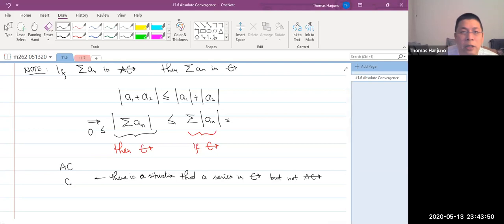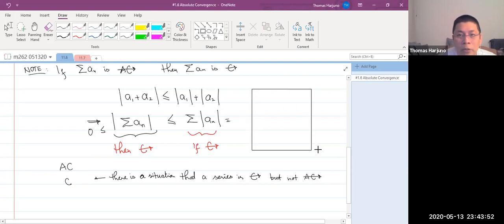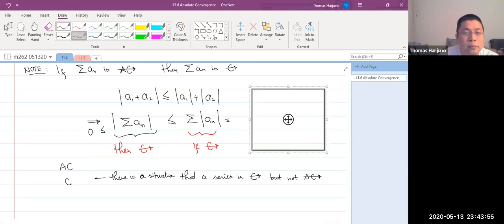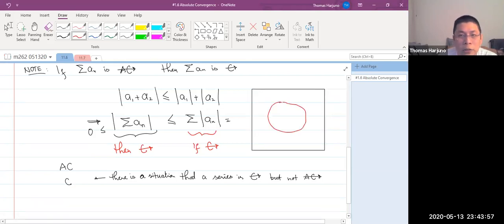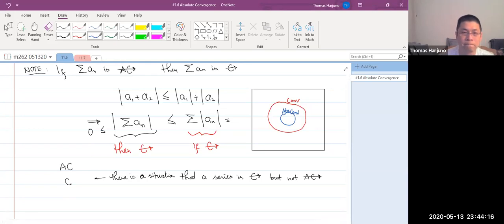You can see that as if we have the following. If I have a Venn diagram, this is convergence. Inside that you have absolute convergence. This is what I mean. Once it is absolutely convergent, it must be convergent. But you may have series that are convergent, but not absolutely convergent. That's the layer.